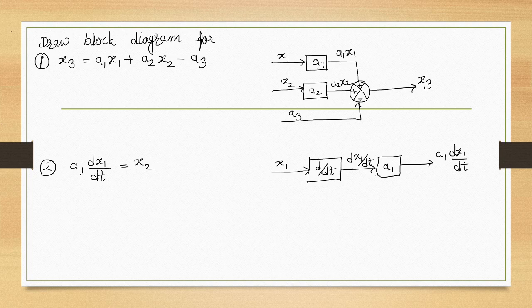Second equation is A1 dx1 by dt equal to x2. Therefore, x1 is the input, d by dt, its output is dx1 by dt term, and A1 is the control element. Therefore, multiplication of these gives A1 dx1 by dt. In this way, we represent the block diagram of the equation.